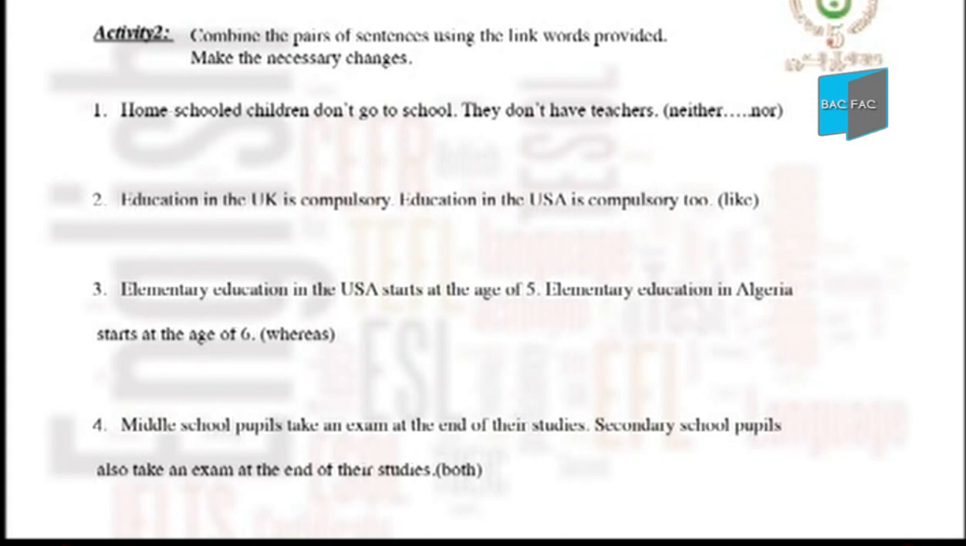Second sentence, education in the UK is compulsory. Education in the USA is compulsory too, with "like." Sentence 3, elementary education in the USA starts at the age of 6. Sorry, at the age of 5. Elementary education in Algeria starts at the age of 6. You combine the two sentences with "whereas." And the last sentence, middle school pupils take an exam at the end of their studies, and secondary school pupils also take an exam at the end of their studies, and you combine these two sentences with "both."